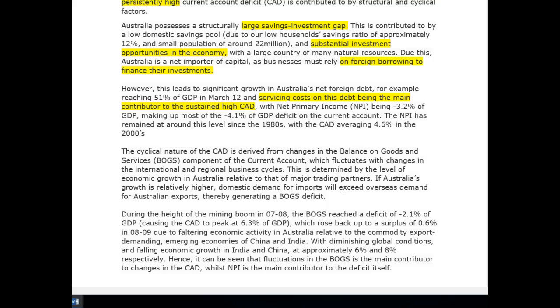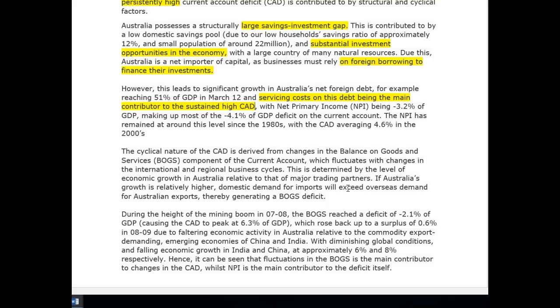During the mining boom, for example, BOGS reached a deficit of negative 2.1%, causing the CAD to peak at 6.3% of GDP. It then rose back up to a surplus of 0.6% during 2008-2009, again because of flattering economic activity in Australia and commodity export demand from emerging economies like China and India. So when there's a slowdown in global conditions and economic growth in India and China, that will fluctuate the BOGS. BOGS become the main contributor to changes in CAD, but NPI is the main contributor to the deficit itself. BOGS fluctuates constantly, and it depends on Australia's business cycle as well as the trading partners' business cycle.